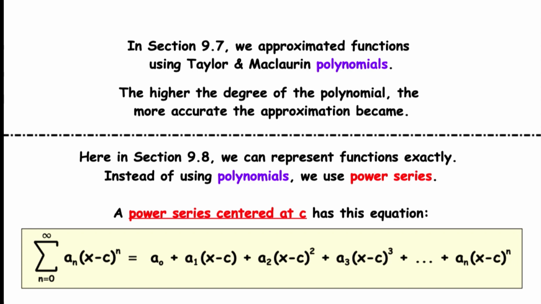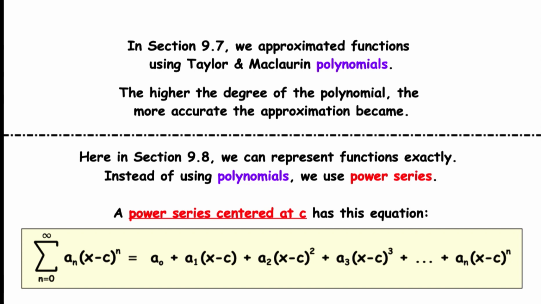Welcome to section 9.8. This is called power series. All right, so we just got done doing quite a bit with Taylor and Maclaurin polynomials. And as I have shown you in the notes here, the higher the degree, the better and more accurate you had for your approximations. If you could get up to 8th degree, that was better than 7th degree. And the other thing too is the closer to the centering point you were, the better the approximation.